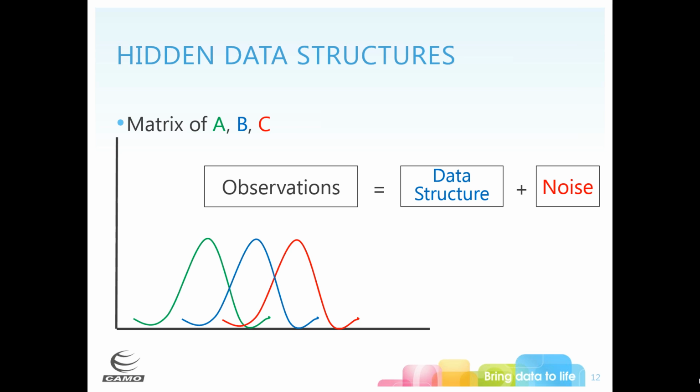If we're trying to measure the concentration of A, then A is your data structure, and then the components that describe B and C are your noise. But if you're looking at C, then C becomes your data structure, and A and B become your noise.